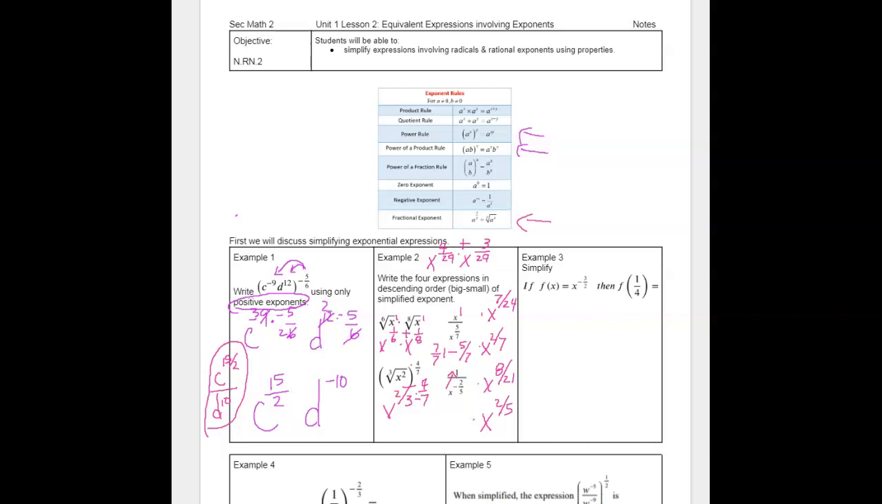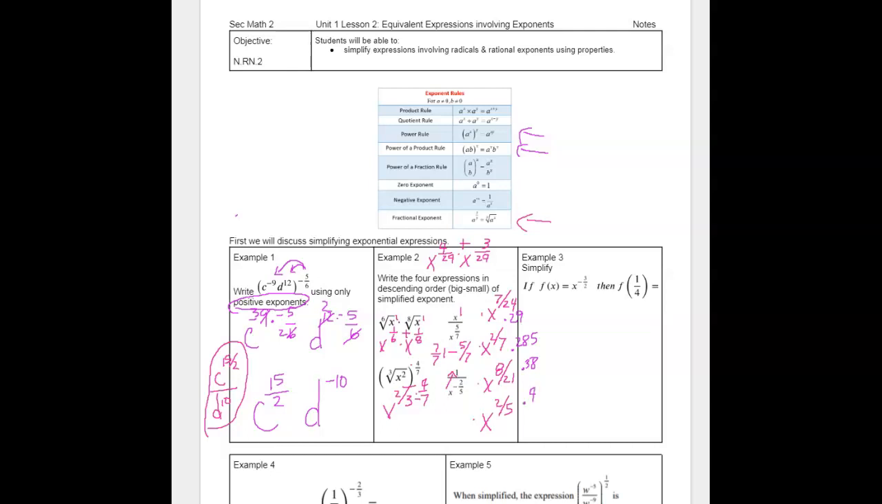So 7 divided by 24 is 0.29, and I'm just going to write this here. So that's about 0.29. 2 divided by 7 is 0.285. 8 divided by 21 is 0.38. And 2 divided by 5 is 0.4.